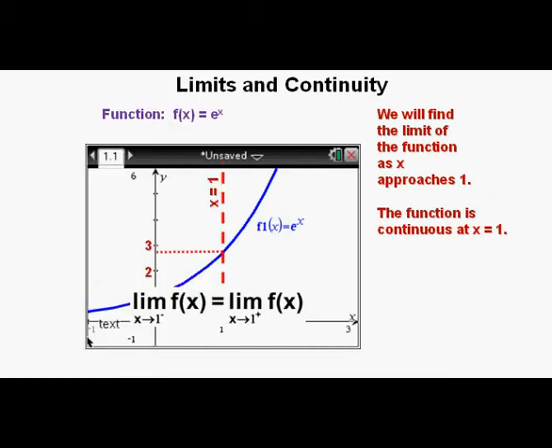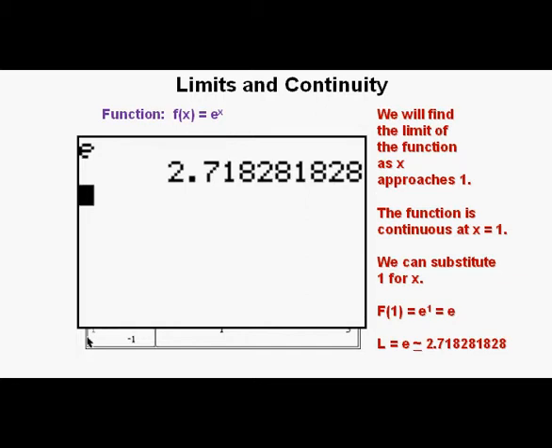The function is continuous at x equals 1. Therefore, we can plug in 1 for x to evaluate this limit analytically. f of 1 is e to the power of 1. So the value of the limit, or capital L, is Euler's number e, which is approximately 2.718281828. And this is pretty close to our approximation from the tables of 2.7183.